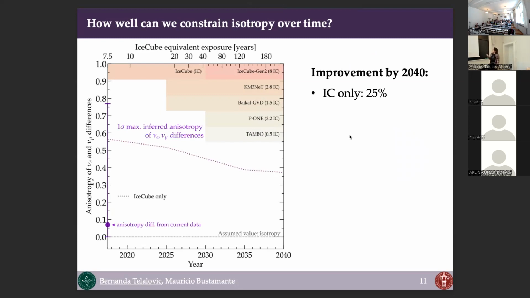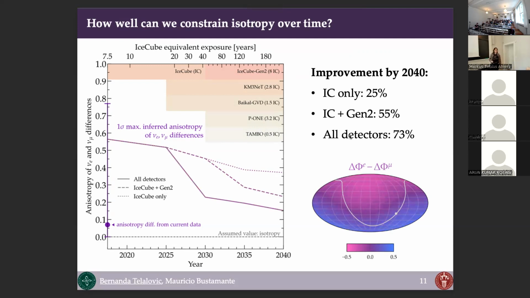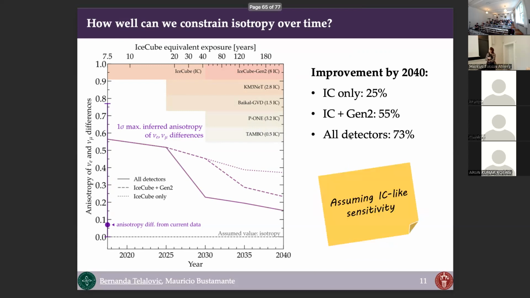So what do we actually see? If we only keep going with IceCube, we see a 25% improvement. So we go from a map that looks like this, that we can't distinguish from isotropy, to a map that looks like this by 2040. If we then add Gen 2 at the appropriate time, this is what the map looks like. And we get a further improvement. If we add all of the detectors, this is the map that we recover. So again, this is what we can see now. This is what we cannot distinguish from isotropy by 2040. It's quite a bit of an improvement. And this analysis was done just assuming IceCube-like sensitivity in all the detectors, so we didn't do much complicated modeling for each of the different detectors.